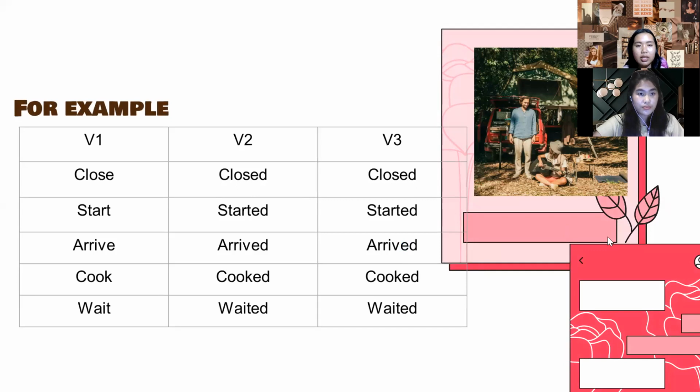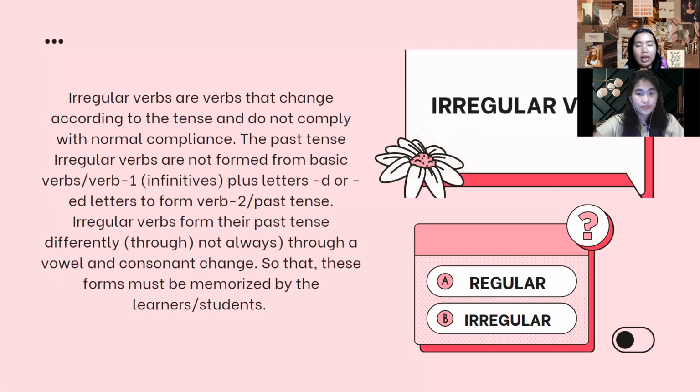And then next is irregular verbs. Irregular verbs are verbs that change according to the tense and do not comply with the normal rules. The past tense in irregular verbs is not formed from the basic verb, which is verb 1 or the infinitive, plus the letter d or the letters ed. For verb 2 or the past tense, irregular verbs form their past tense differently, not always through a vowel and consonant change, so this form must be memorized by the learner or the student.